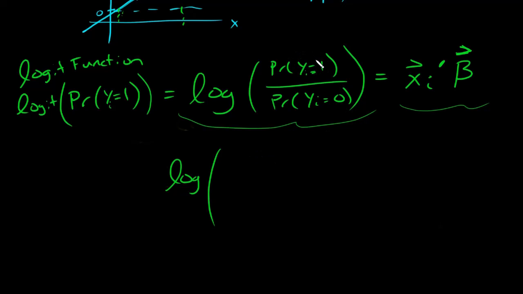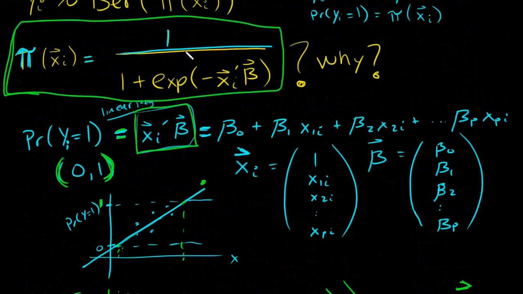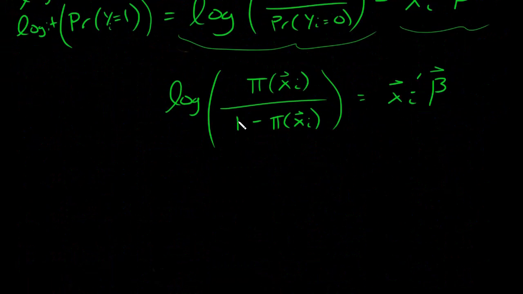Now the probability of y equals 1 is pi of xi, and the probability that y equals 0 would just be 1 minus pi of xi. This is the way I've defined pi of xi. It's equal to the probability that y equals 1. So now we can show that pi of xi is this relationship right here. I just have to do some math.